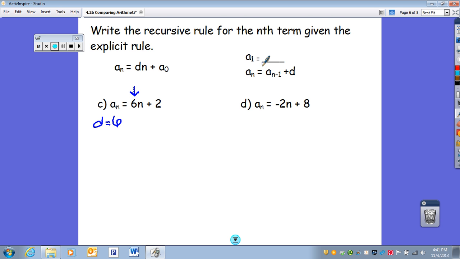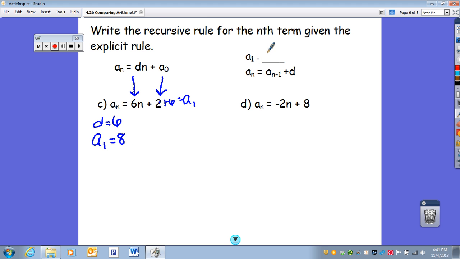So if I'm going to write the rule, I have to find my first term. Remember that this 2 is my a sub 0, and my difference is +6. So all I need to do is take my 2, my a sub 0, or the one that I have before, and simply add 6 to that, and that's going to be my a sub 1 term. So my a sub 1 is equal to 8.